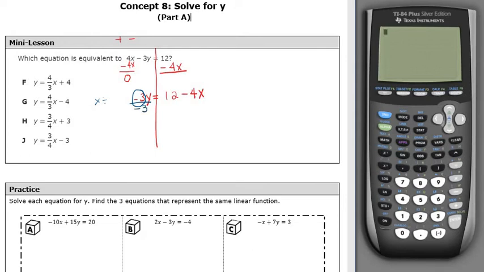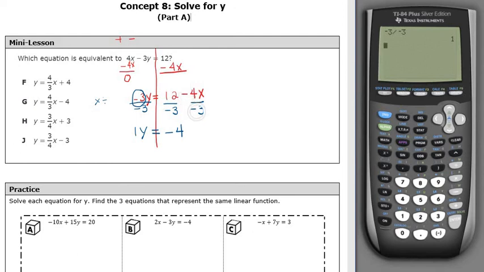Why? Because -3 divided by -3 is 1, right? If you don't believe me, -3 divided by -3, it's 1. So I'm left with 1y, which is what I want, because 1y is the same thing as just y, like our options. But we have an equation, so if I divide by -3 here, I have to divide by -3 everywhere. So 12 divided by -3, that gives me -4.